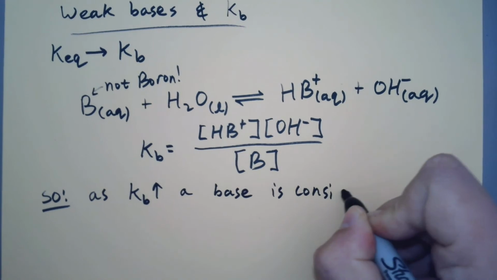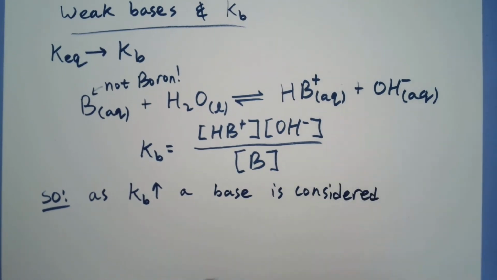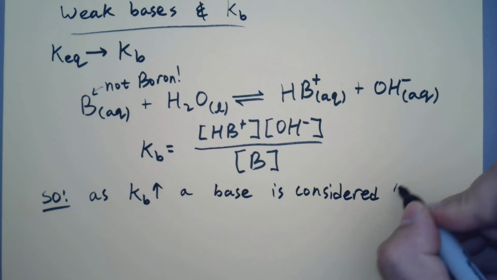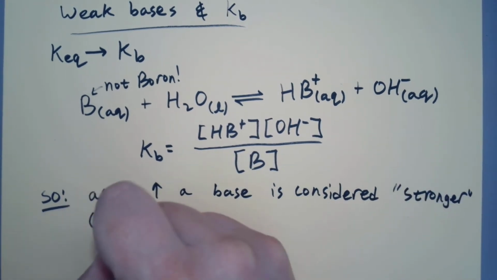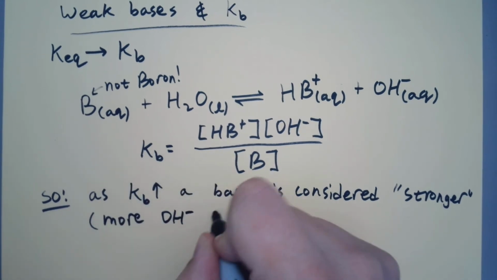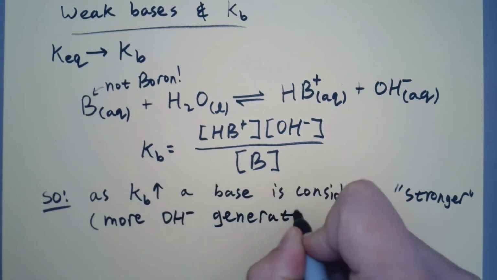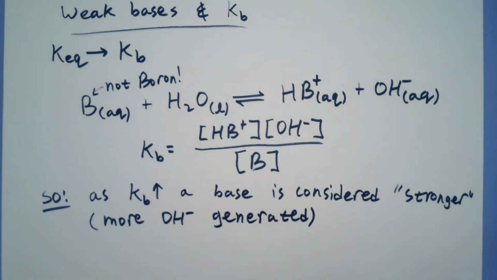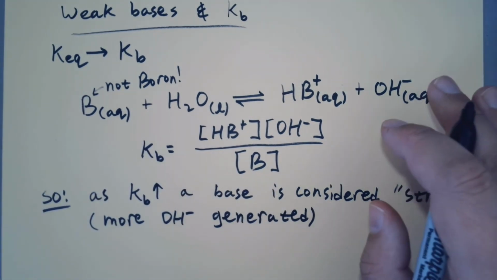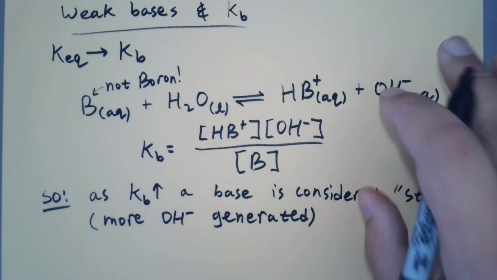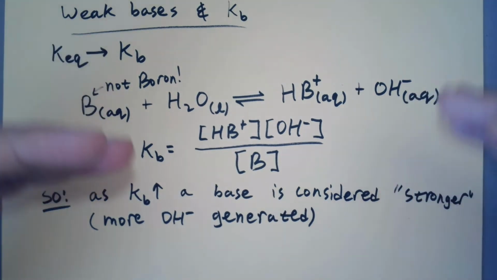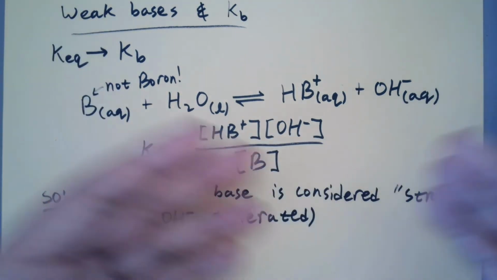Just like before, as Ka got larger, an acid was considered stronger. As Kb gets larger, a base is considered stronger. And in the case of a base, stronger means more OH minus has been generated. And again, it's not that Kb changes for a specific chemical; ammonia has a value for Kb. But another weak base, like pyridine, would have its own Kb, and you could compare those and say which one is the stronger base or the weaker base.